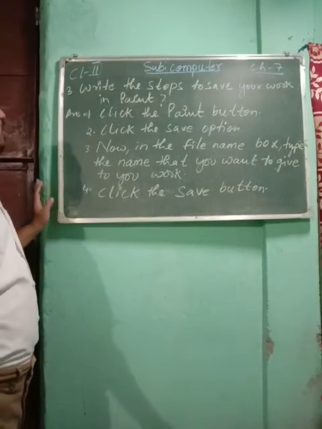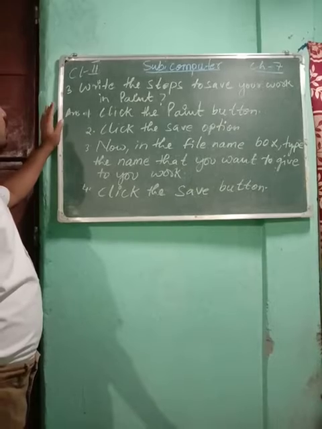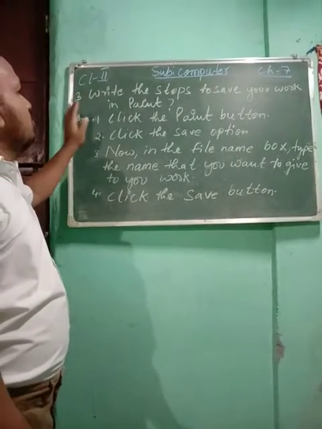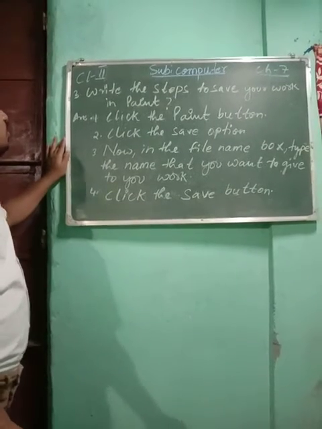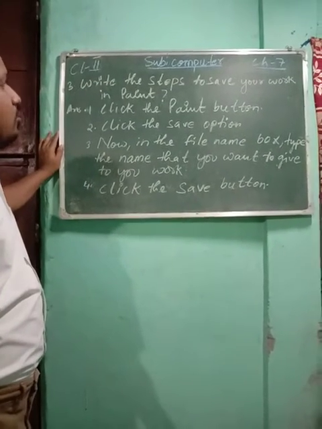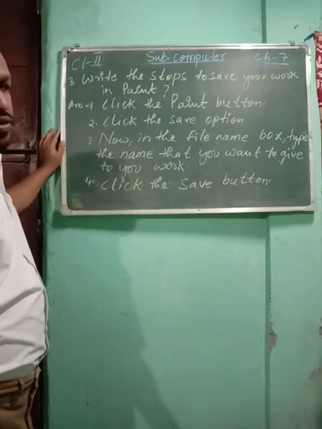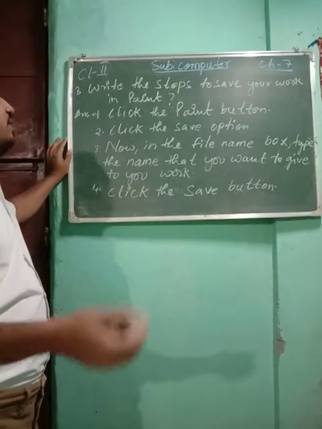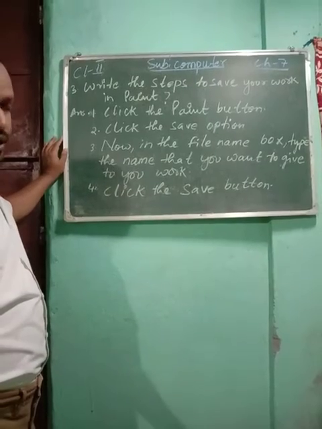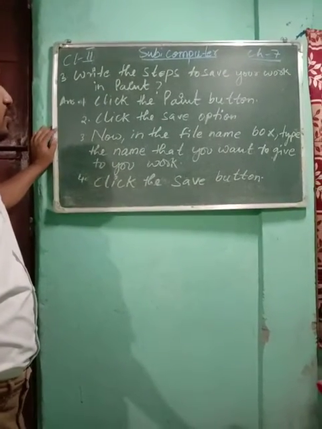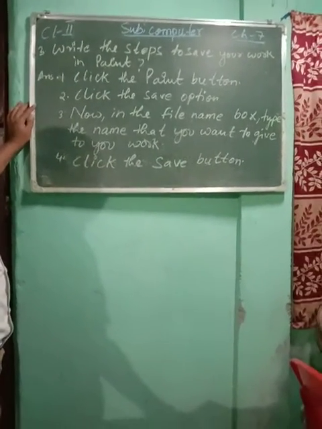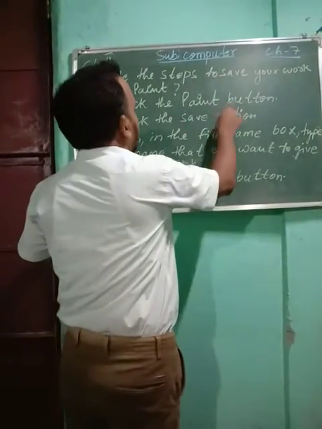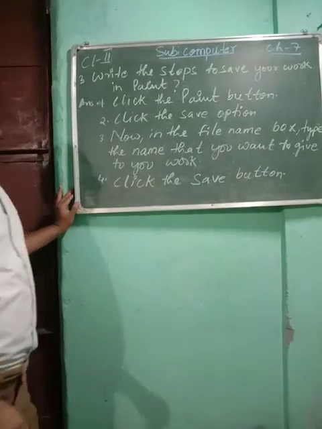Okay, now see question number 3. Write the steps to save your work in Paint. So what are the steps? How will you save? Suppose you have made a picture, a beautiful drawing. How are you going to save it? Here 4 steps are there which you have to follow. Number 1, click the paint button. So first you will click the paint button.